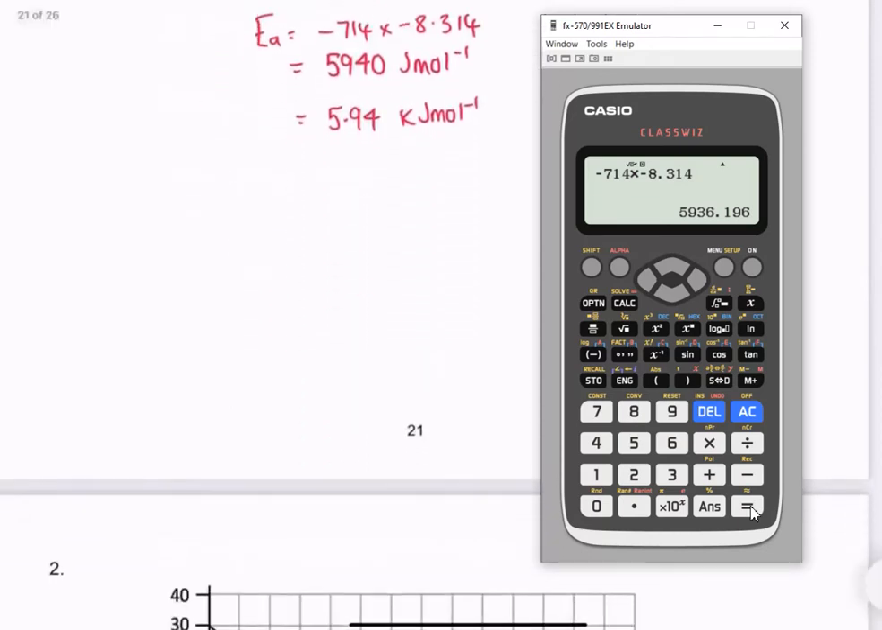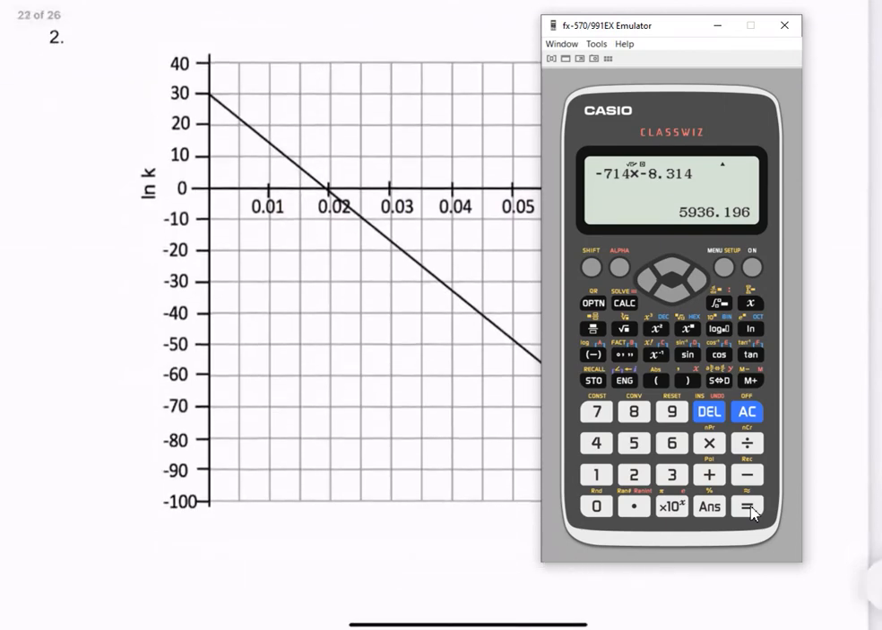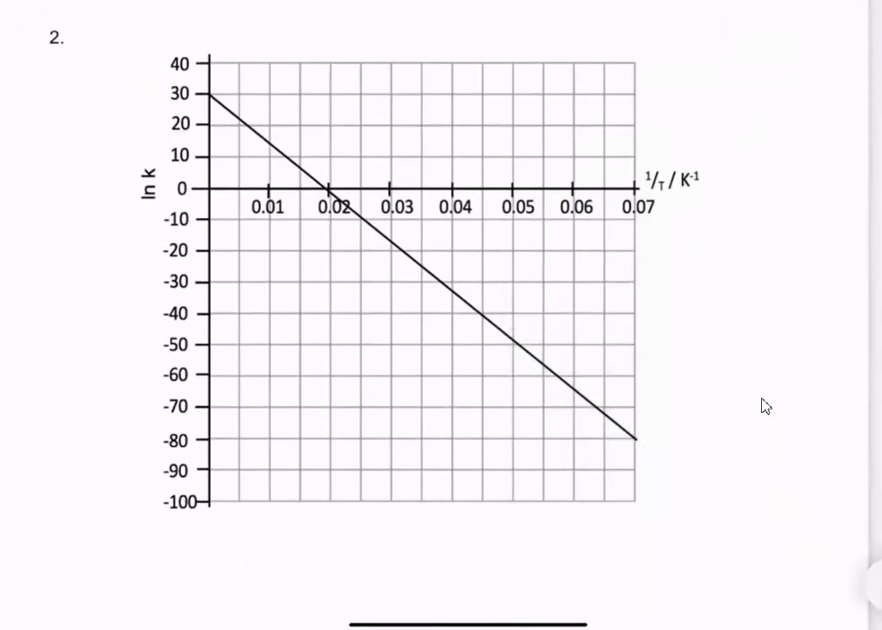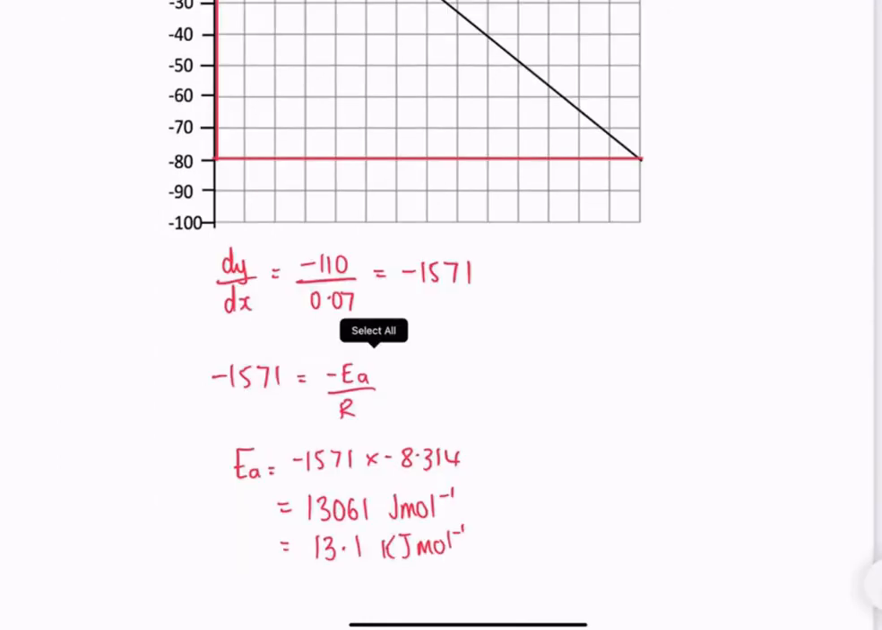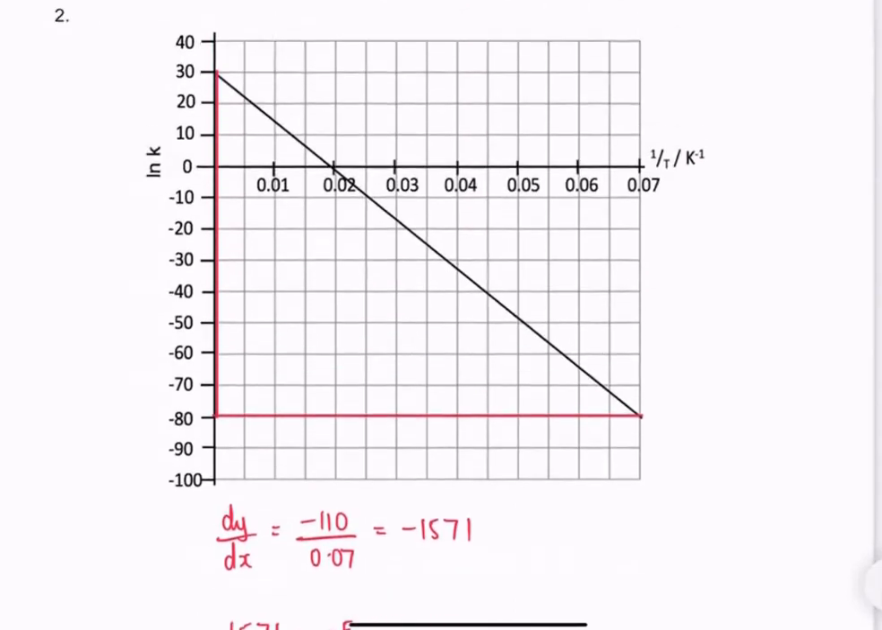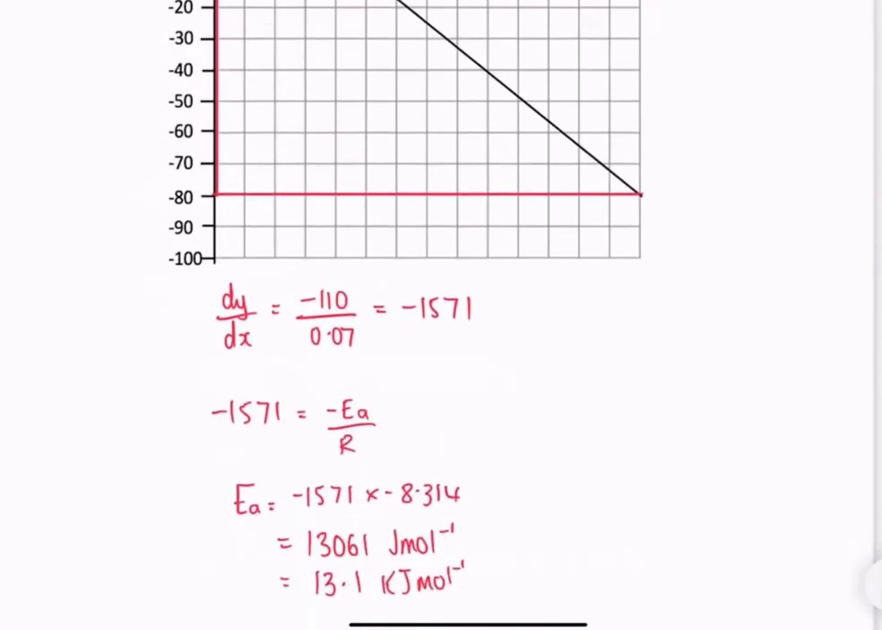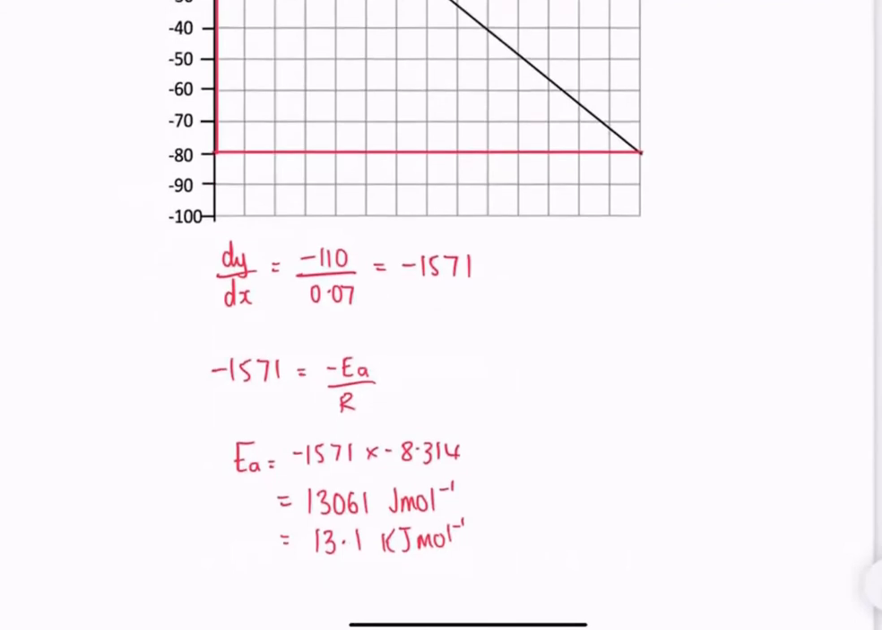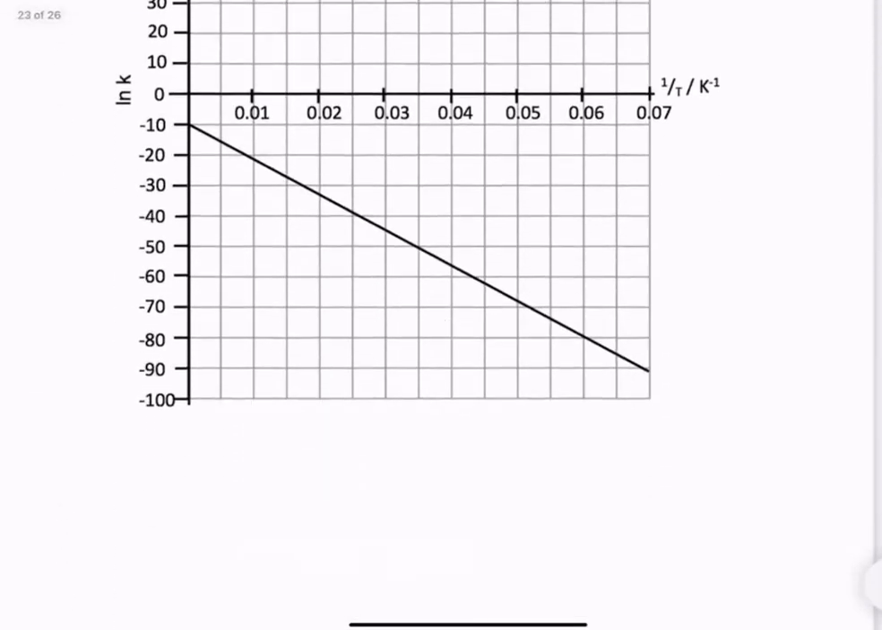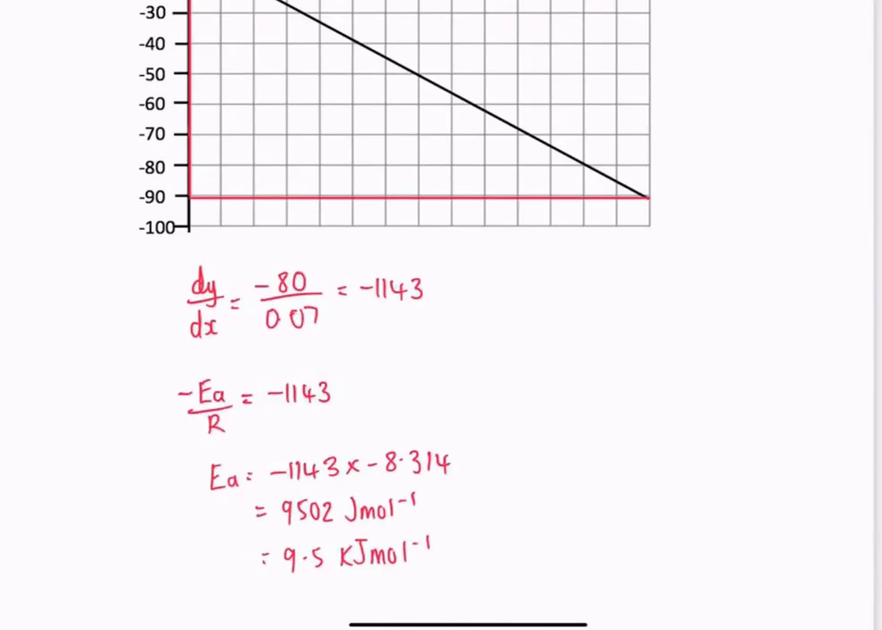Okay, so what I want you to do is have a look at the next one. Work out your value of the activation energy, pause the video and come back and check your answers. So for my second example, I'm getting 13.1 kilojoules per mole. So check all your working. You can see on my graph I've gone from 30 to minus 80 there on the dy, so that's minus 110. Have a go at the next one in the same way, pause the video. I'm getting 9.5 kilojoules per mole for this example. So I went from minus 10 to minus 90, which is minus 80 on my y-axis there.